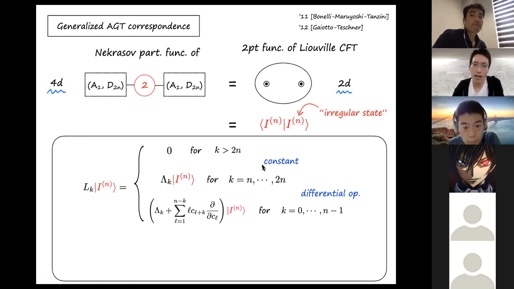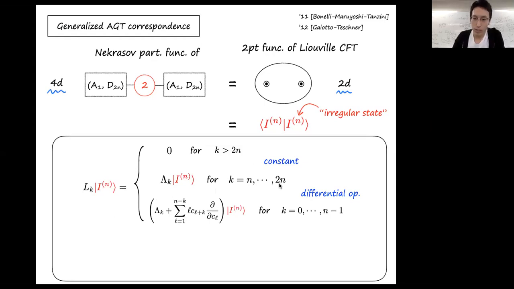Sorry, I should have drawn an arrow from here to here. I wanted to say this is a constant. So lambda_k is a constant, and this is an eigenstate equation for k between n and 2n. Again, n is a positive integer. So this is L1 or L2, whatever, it depends on n, but in any case it's a positive integer.